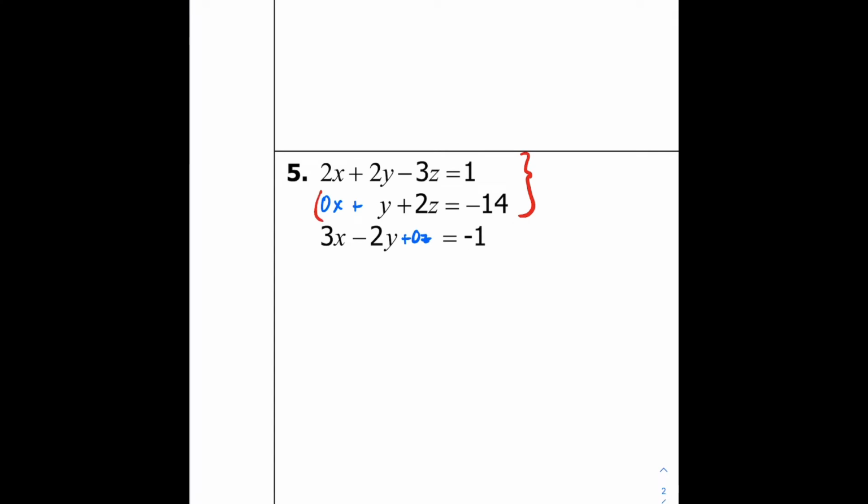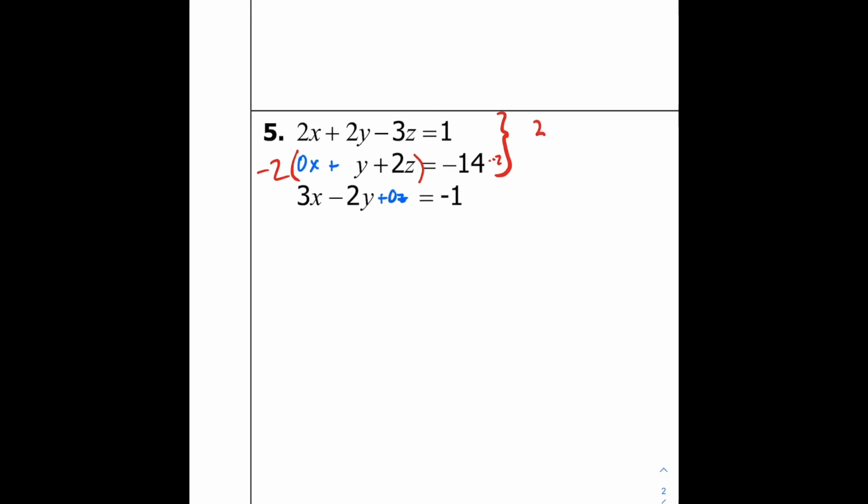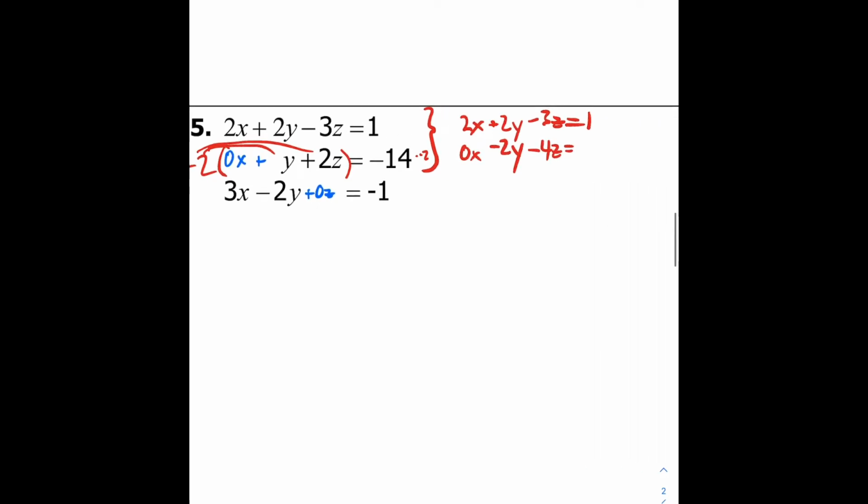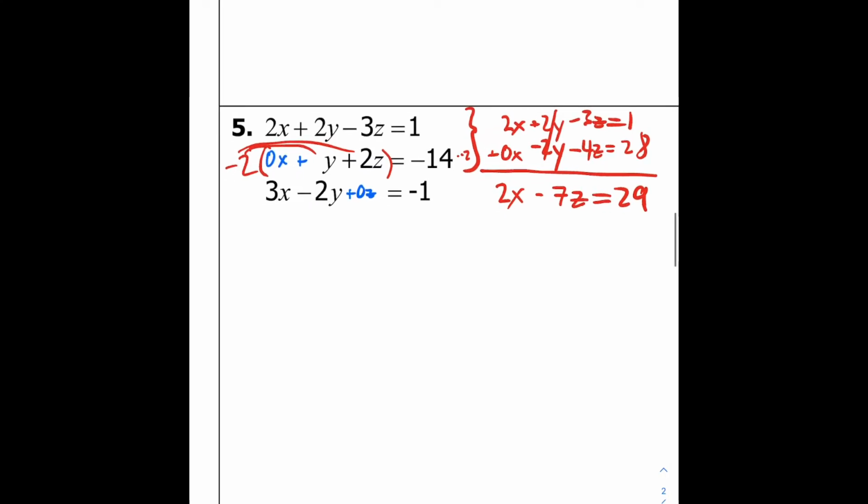Okay, let me multiply. What do I need? Negative 2, on both sides. All right, I'm just going to copy that first one down: 2x plus 2y minus 3z equals 1, and then I get 0x minus 2y minus 4z equals positive 28. Okay, I add those 2 equations together. I get 2x, these cancel, minus 7z equals 29. Okay, so that's going to be one of my equations.